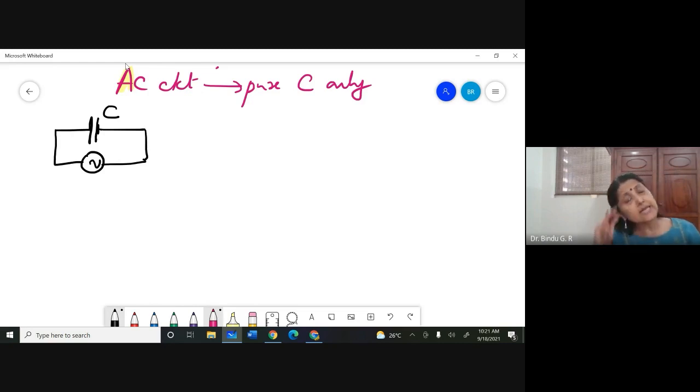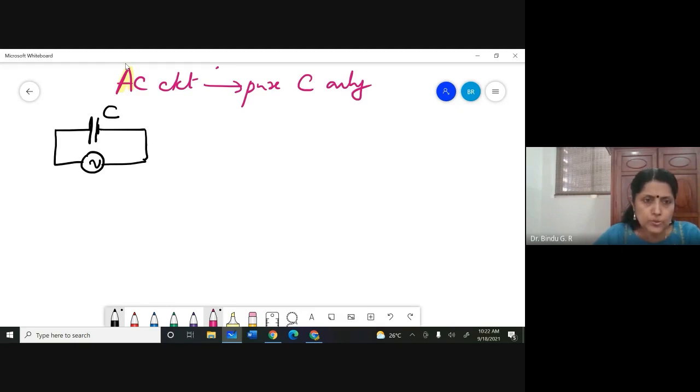Now, in the case of an inductor, I was talking about a magnetic field produced. The energy supplied by the source is utilized to produce a magnetic field around the inductance. In the case of capacitance, whatever energy is supplied by the source is used to produce an electrostatic field across the plates of the capacitor. Let's see how that works out.